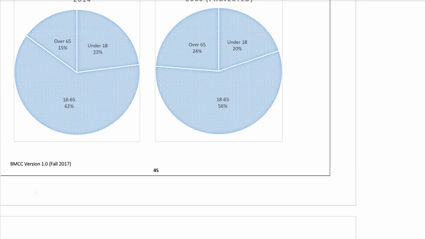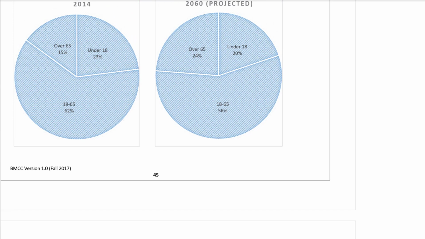All right, so here's the picture. Let's review. Looking at the chart, it looks like the older population, the over 65, is going to rise.